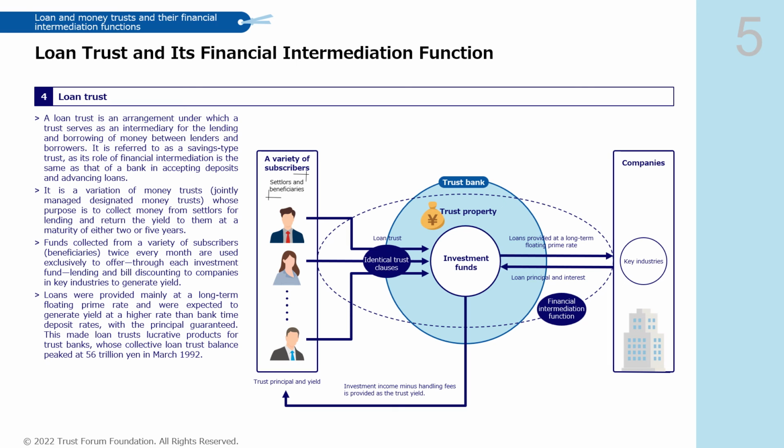Unlike with loan trusts, special provisions can be added to money trusts. That's why a variety of special purpose money trusts have been created. For instance, an educational fund trust is an arrangement to save money for children's education. A charitable trust is an arrangement to donate investment income to charitable social causes. An adult guardianship trust is an arrangement to support an adult ward.